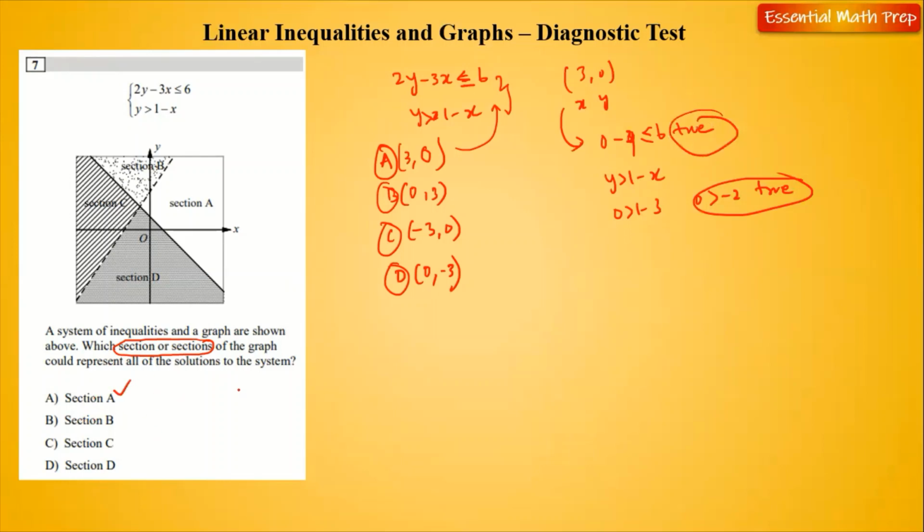While on a test, you still have to go through B, C, and D to determine if they are true as well. And if they're not, then only A is the sole answer. But I have worked this problem and I know for sure there's only one answer available despite the fact they say section or sections. So the correct answer is A, or section A.